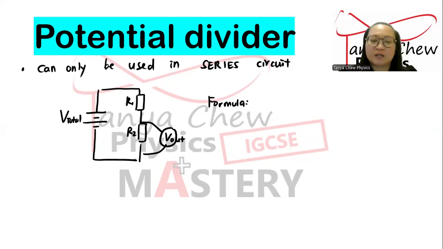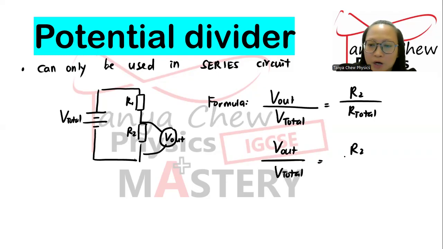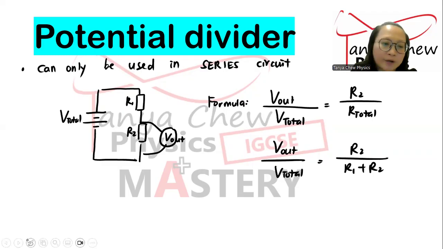For the formula, we don't use current because the current passing through R1 and R2 is the same current, so I don't compare current. I use the ratio. Potential divider is using the ratio. So I want to find V output, V across R2, divided by the total voltage, which resistor is connected to V output? R2. So over R total. So V output over V total is equal to R2 over R1 plus R2, because R1 and R2 are being connected in series. This is the ratio if you want to know.